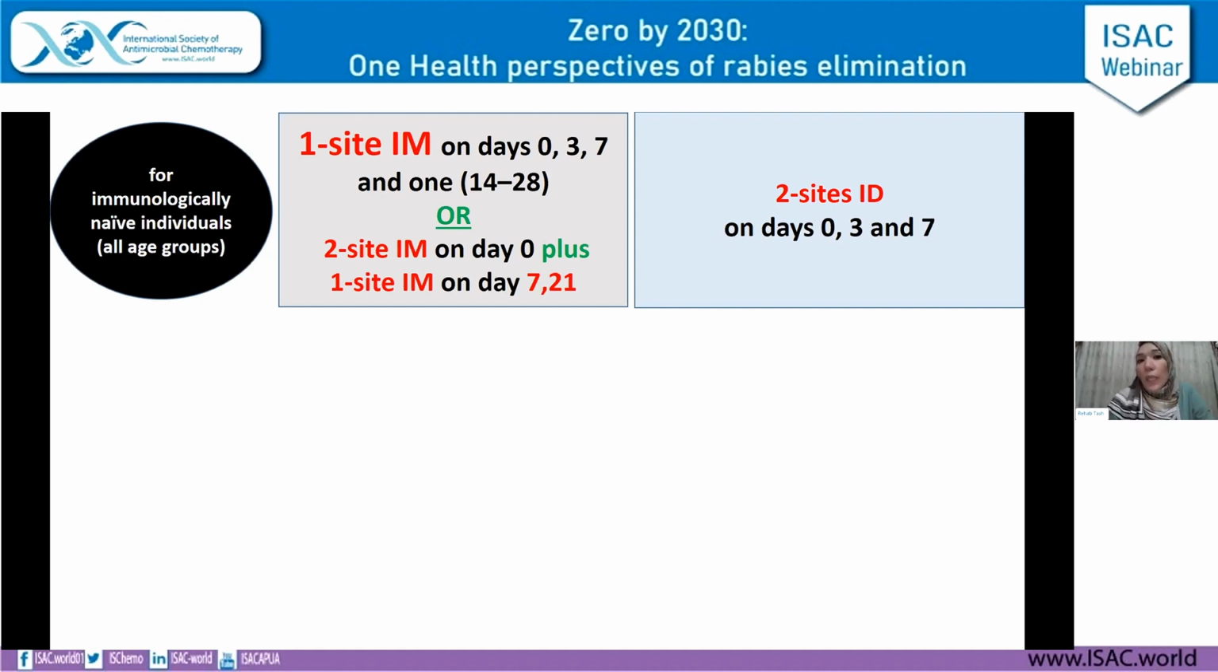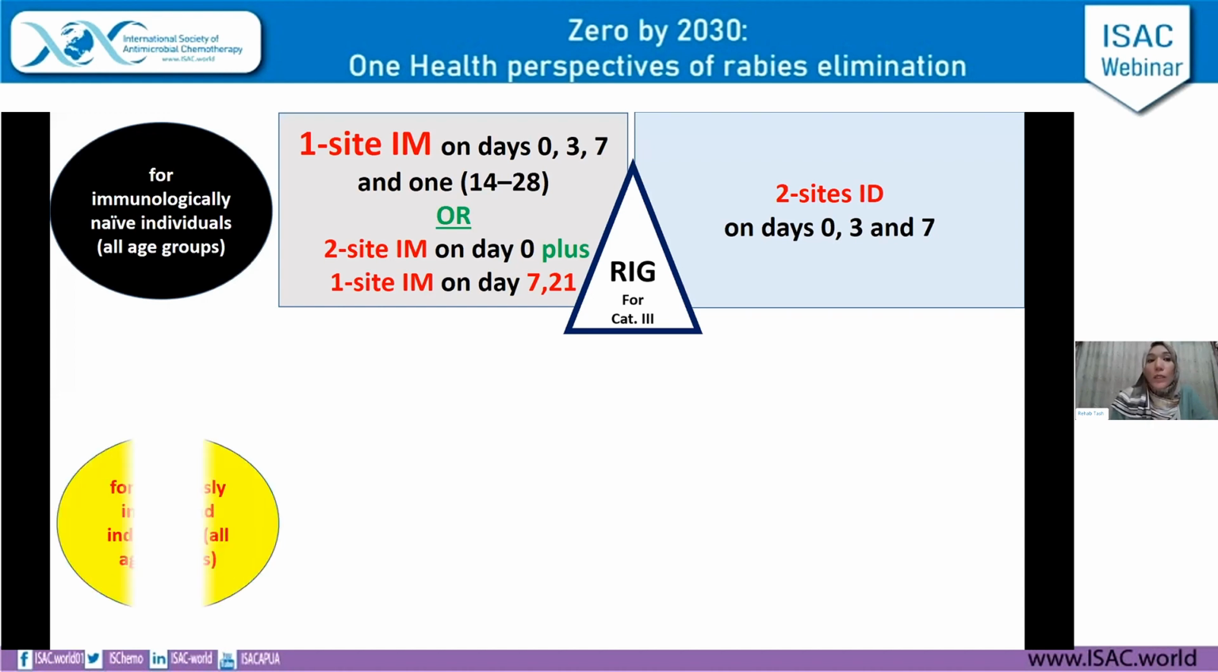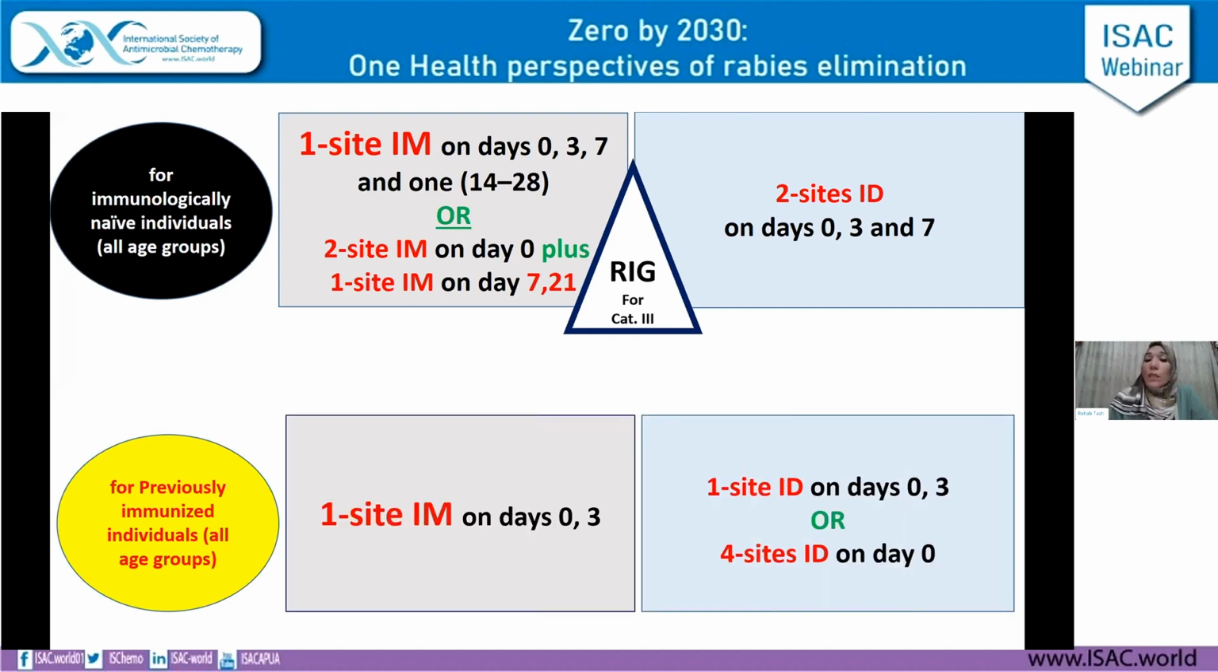between 14 and 28. You can reduce this by making the first day a 2-site intramuscular injection and make it 3 visits only. And don't forget to give the rabies immunoglobulin for category 3. Remember, this is for naive individuals not vaccinated before. For previously immunized individuals, there are just 2 doses, 2 shots, 1 site intramuscular on day 0 and 3.